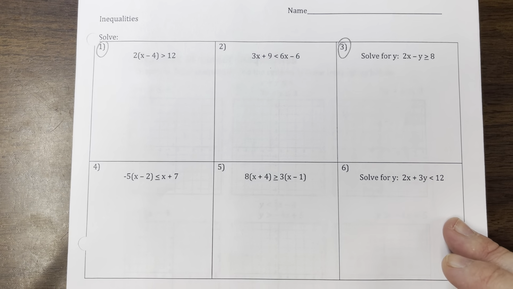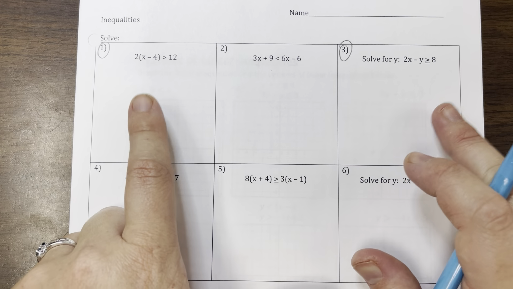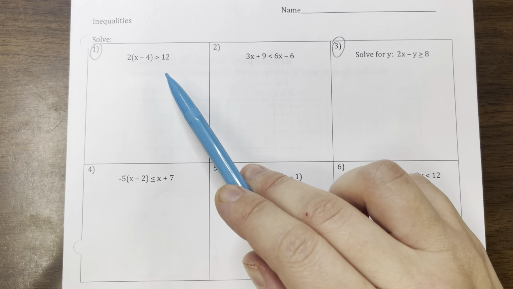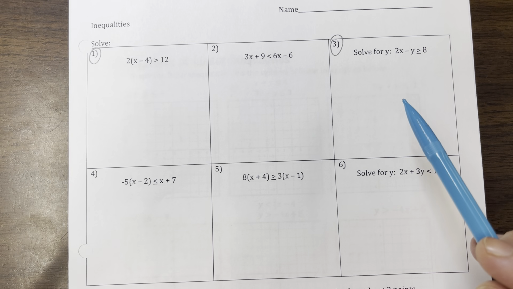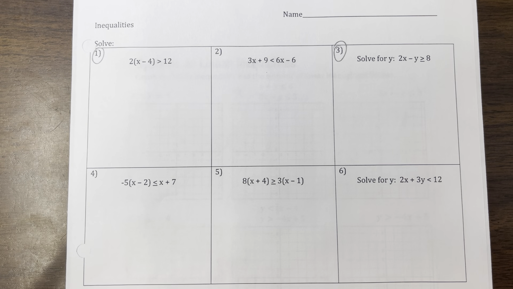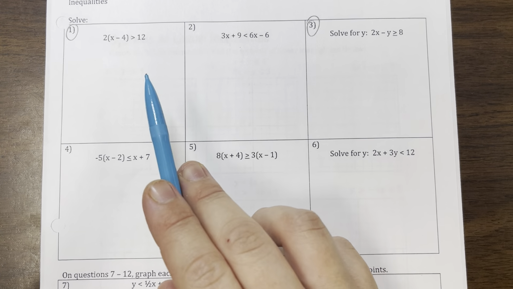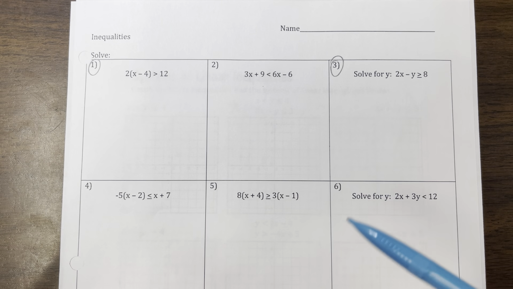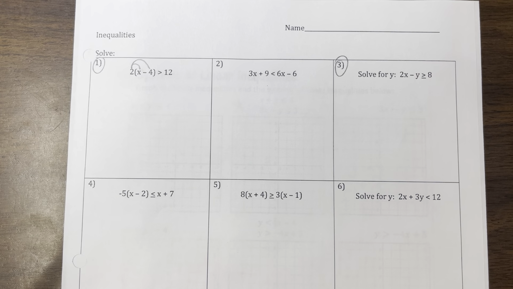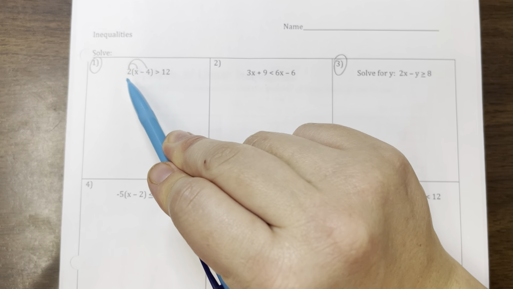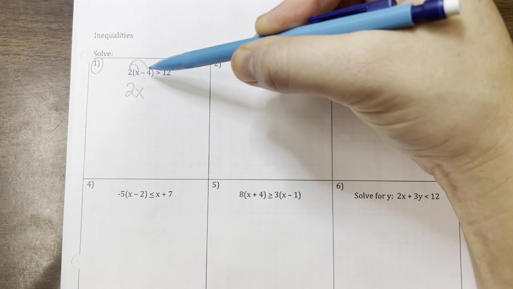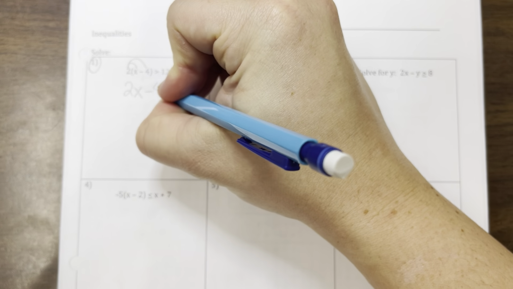Okay. On this next page, I'm only going to do these two at the top because these are just solving. We don't have to graph these, but these are not in slope-intercept form. So we're going to need to move those into slope-intercept form, especially over here. For the first one, if it just says solve and not graph, then you're just solving for the variable. So what do you do when you see parentheses? You do the distributive property. So this is saying 2 times x, which is 2x, and then 2 times -4, which is -8.